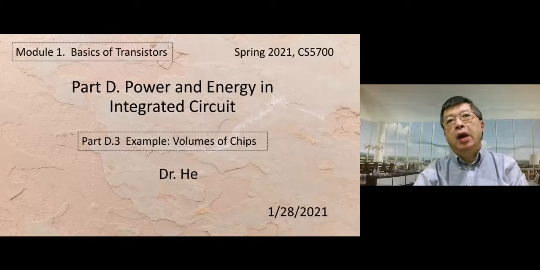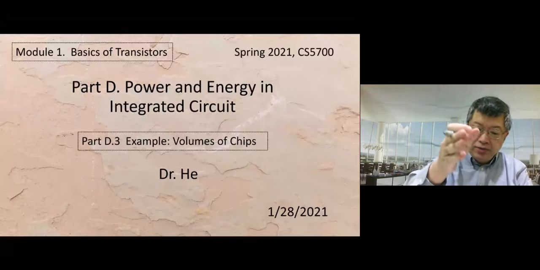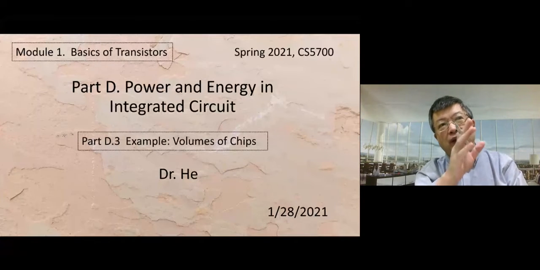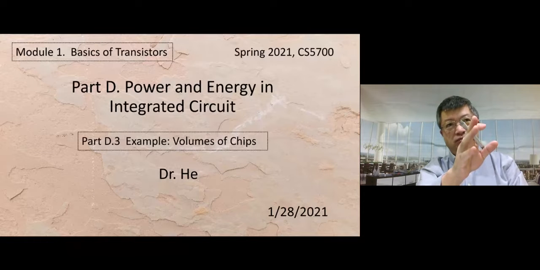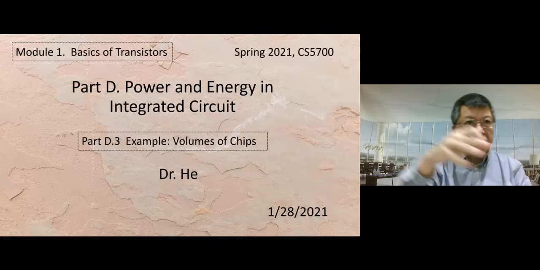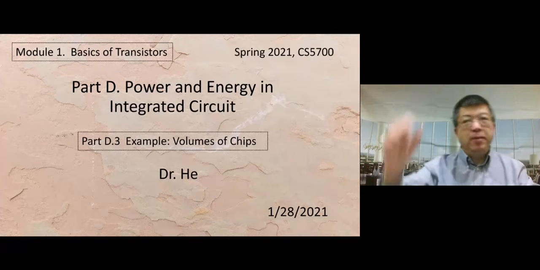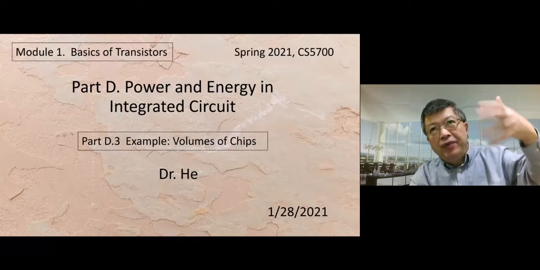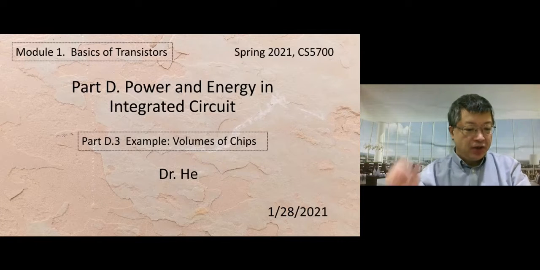D.3, our third example of this part, volumes of chips. In this one, we will look at the production volume, mass production. So usually when chips are built, that number is really, really big. So here, the cost is associated with the volumes. So let's take a look.